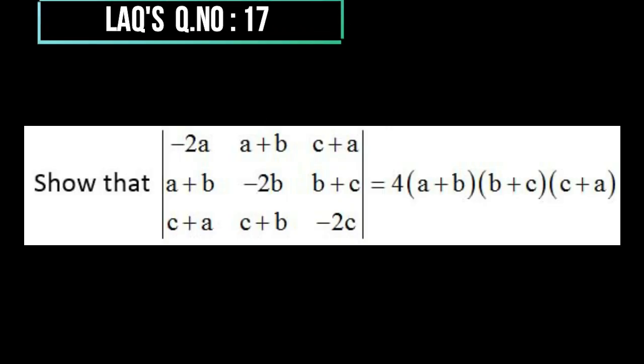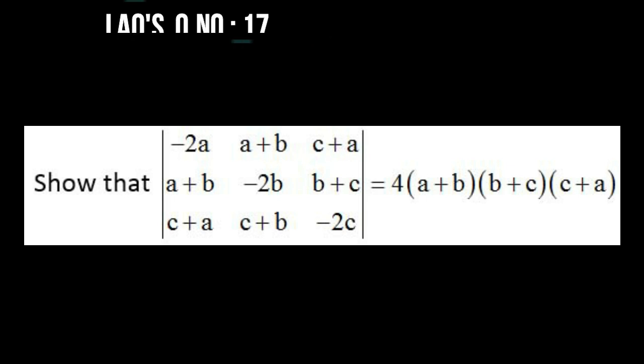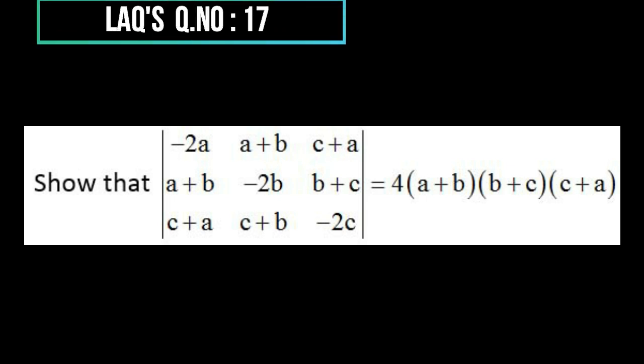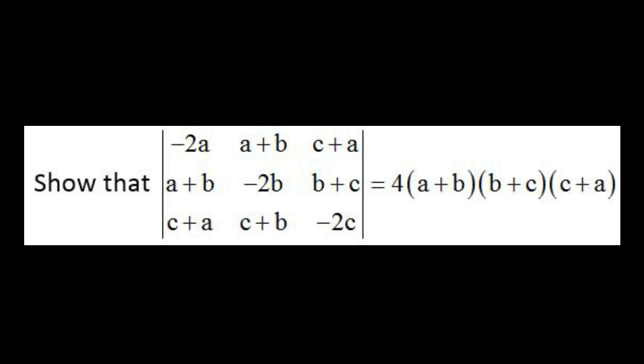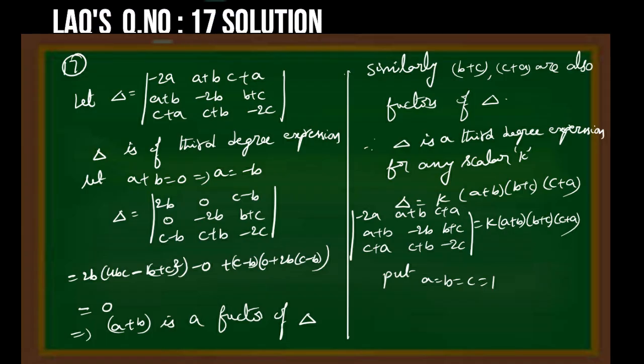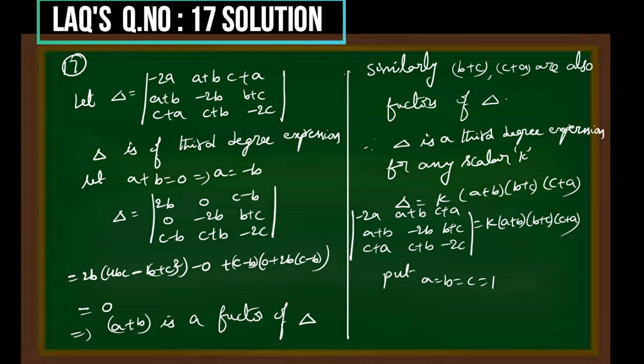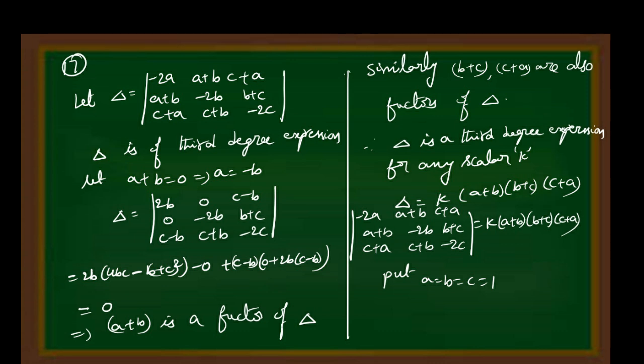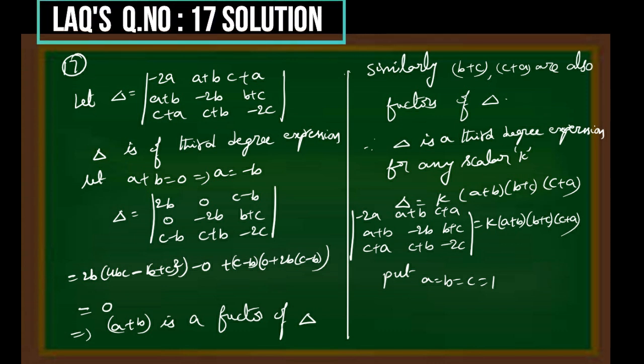Problem number 17. Okay, the next question is delta is equal to the determinant of minus 2a, a plus b, c plus a; a plus b, minus 2b, b plus c; c plus a, c plus b, minus 2c. We find this value. For this, first we consider the given determinant. Here we use the factor of a determinant by definition. Here delta is a 3 by 3 determinant.